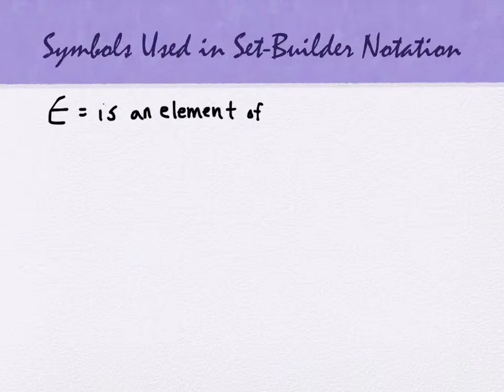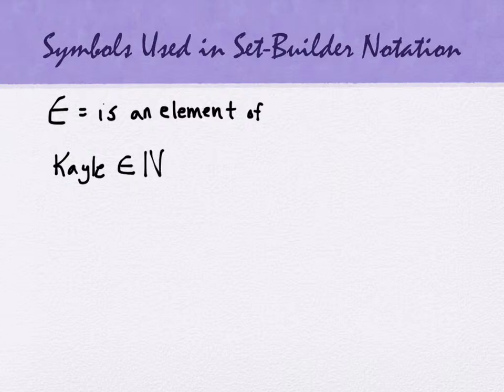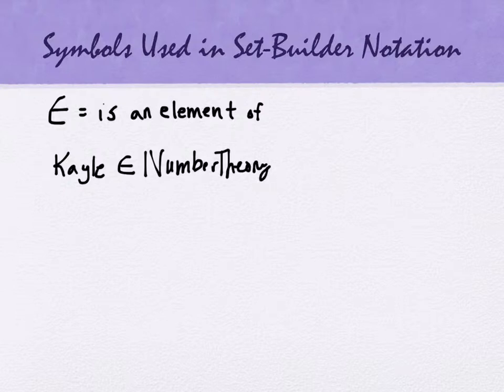So if we were talking about you guys, I could write something down that looks like this. I could put down Kaylee, that symbol, element of, number theory class. I think I missed an E. Is that how you spell yours, Kaylee? Does anybody spell theirs that way? Oh, I got one of you. All right, fabulous. I had three shots to get it right. All right, so we could write that kind of a statement. That symbol, it looks like an E, means is an element of.